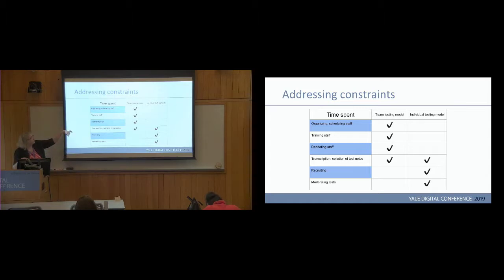So the organizing and scheduling of staff, that's kind of a time suck in the team testing model. Training the staff, also a time suck. Debriefing the staff, also a time suck. Transcription and collation of the test notes, also a time suck, but that is just going to be a time suck no matter what you do, right? That's just the core of qualitative research, right?